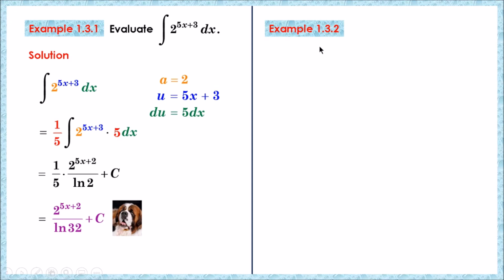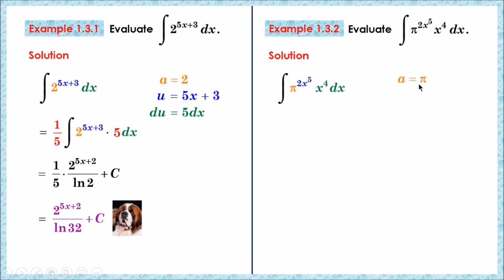Example 1.3.2. Evaluate the integral of pi to the 2x to the 5th times x to the 4th dx. Solution. Given the integral of pi to the 2x to the 5th times x to the 4th dx, a here is equal to pi. Its exponent 2x to the 5th is its u. Taking its du, we have 10x to the 4th dx.